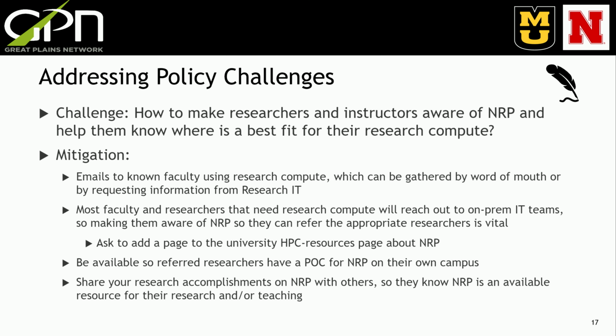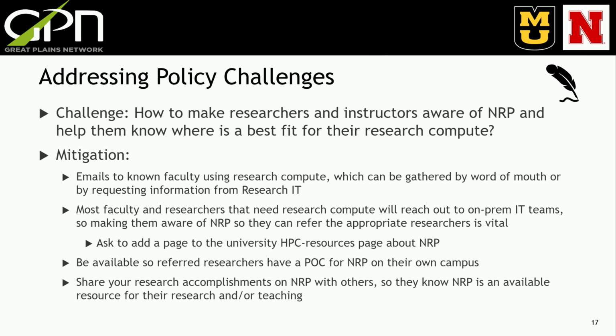Another thing that can help that we did at MU at least was we were able to get a page added to the official documentation for research IT at Mizzou to include something about NRP, to say, hey, if you're looking for more distributed or more GPUs than we can offer, see docs.nationalresourceplatform.com, right? Something like that. That way there's a direct link from where professors and faculty are already looking to where they can learn more about NRP.